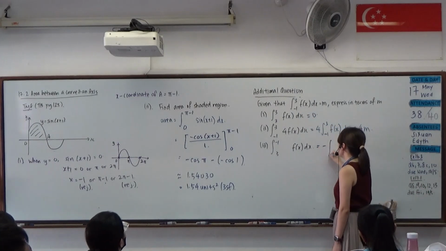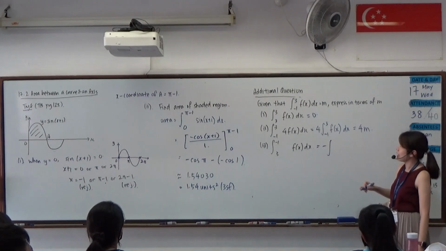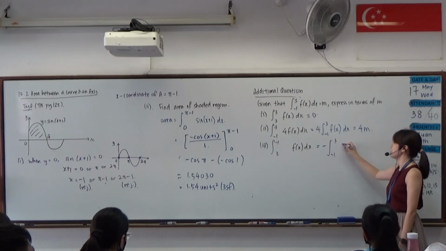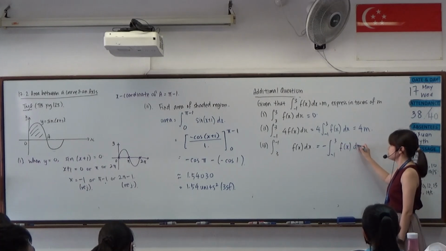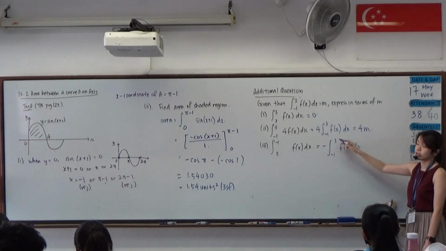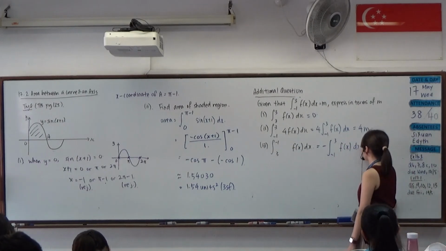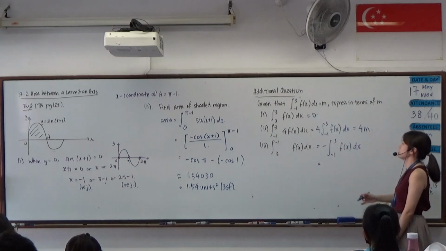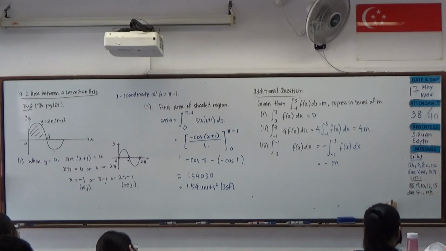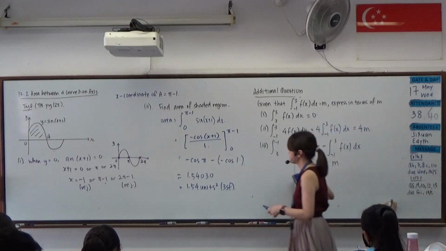Okay. So what we can do is that we can apply our negative sign in order to switch the boundaries. Okay. So integrating from 3 to negative 1 is equals to negative of integrating from negative 1 to 3. I'll explain in a moment. Okay, then after that we'll get negative n.